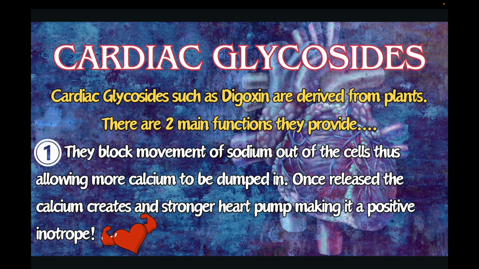All right, next, cardiac glycosides. They are medicines such as digoxin, which is derived from the plant foxglove. 2 main functions I want you to remember. 1, they block the movement of sodium out of the cells, allowing more calcium to be dumped in. Calcium is important because once that calcium is released and built up, it creates a stronger heart pump, making it a positive inotrope. Remember, you can have a positive inotrope, have more squeeze, or a negative inotrope and have less squeeze. So this one, positive inotrope.